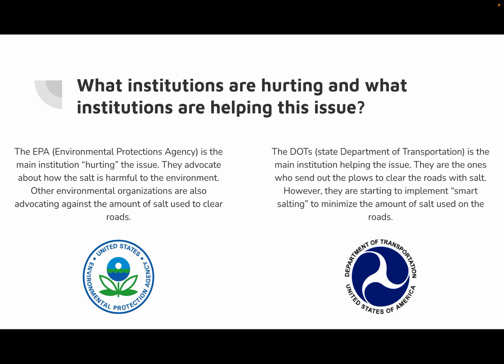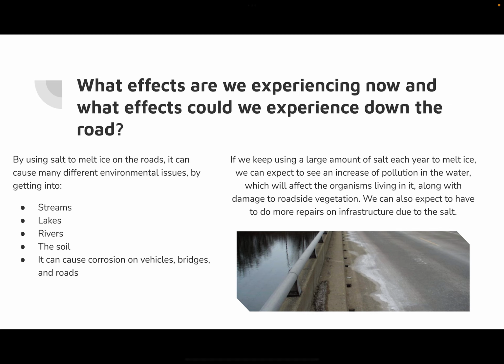The Environmental Protection Agency is the main institution hurting the issue. They advocate about how the salt is harmful to the environment. Other environmental organizations are also advocating against the amount of salt used to clear roads. The State Department of Transportation is the main institution helping the issue. They're the ones who send the plows out to clear the roads with salt. However, they are starting to implement smart salting to minimize the amount of salt used on the roads.